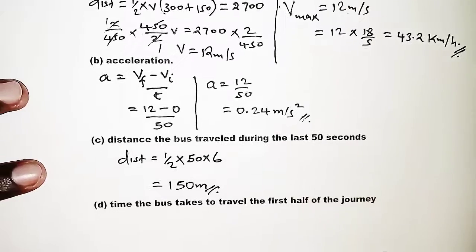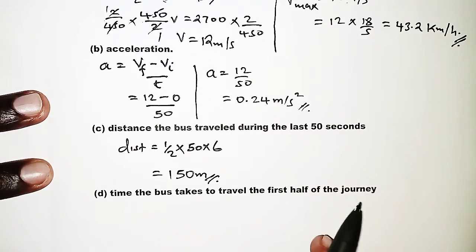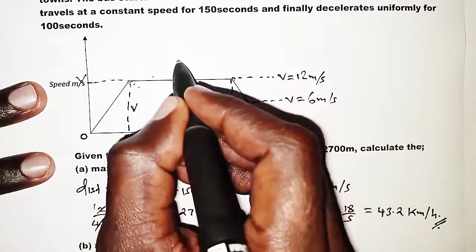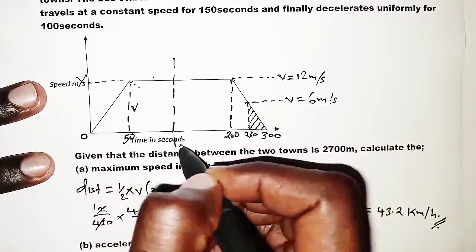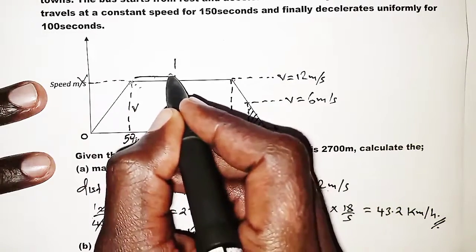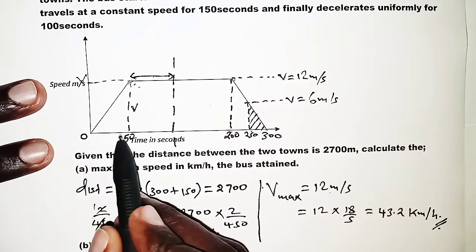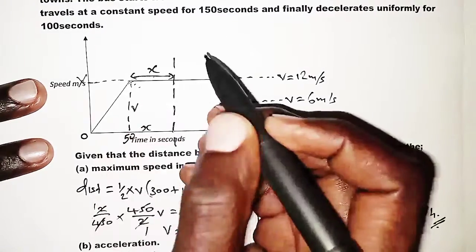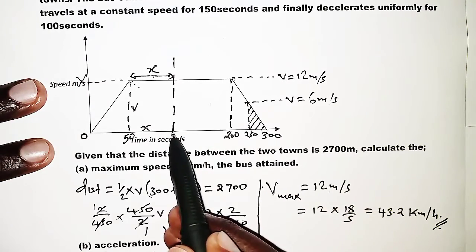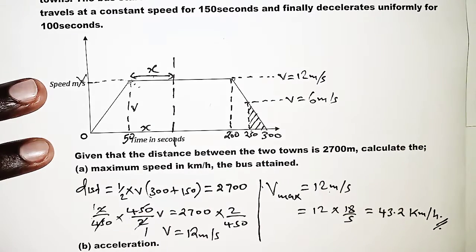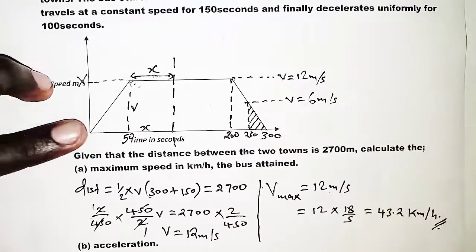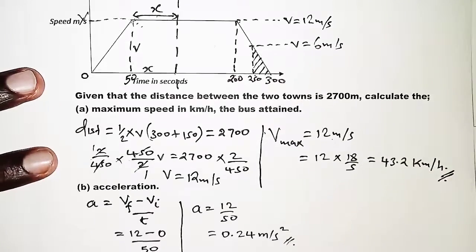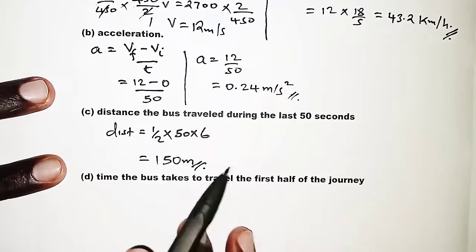And then finally, the time the bus takes to travel the first half of the journey. So what we're going to do here, we'll assume that in half the journey, the bus has traveled this particular distance by simply having the time taken as 0 to 50 plus this time here, which is not known, so we need to determine this time, which is also the same as up there. So the total time taken will be between 0 and this point, that is 50 plus x. So that is what we want to determine. So we're going to get the area under the graph within that particular time, and then from there we'll be able to determine the value of x.